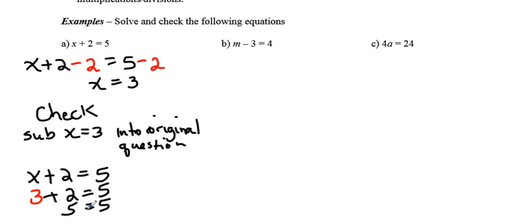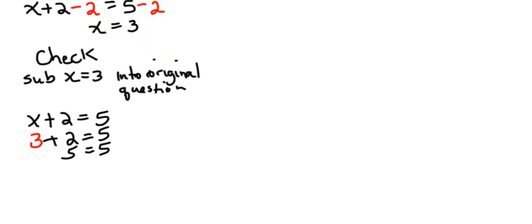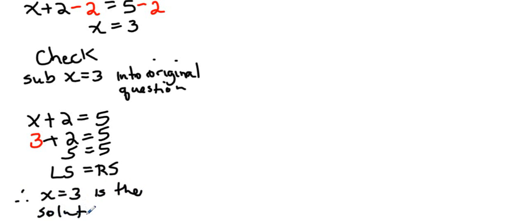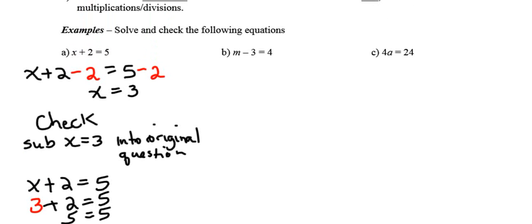5 equals 5. And so I have that left side equals right side, and I know that then that my answer is correct. I can just put is the solution. All right, there we go. Let's do the next one. Actually, you know what? I'm going to ask you to do the next one. Just pause the video and solve for m.